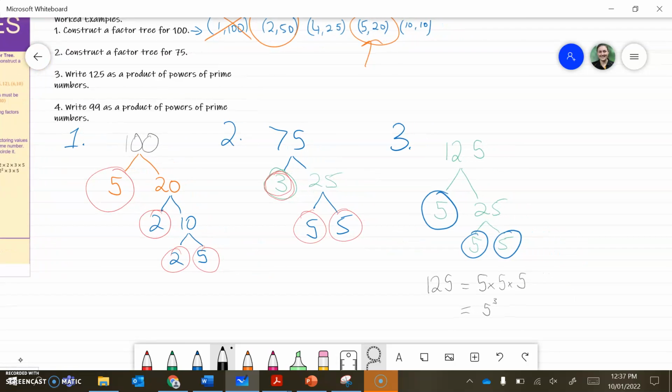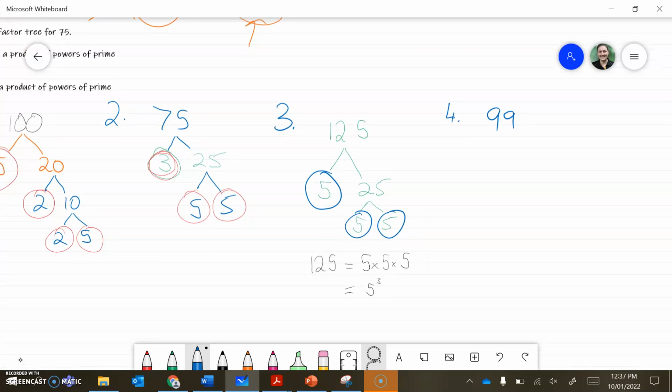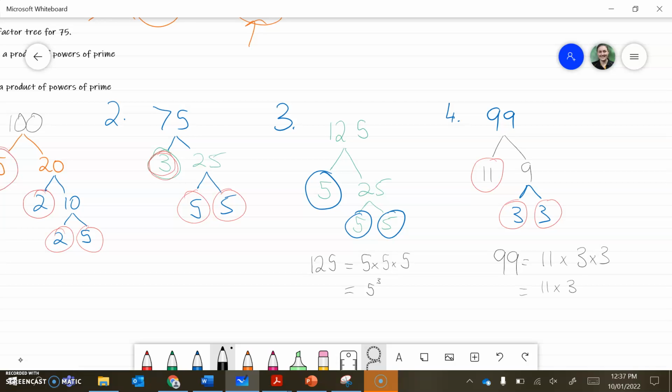Okay, and our fourth example here, I want to write 99 as the product of powers of prime values. So what I'm going to do is split our 99. So 11 times 9 is 99. 11 is prime. I then need to split 9. So 3 times 3 is 9. 3 is prime. So then what that means is 99 equals 11 times 3 times 3. We simplify that, so we've got 11 times 3 squared.